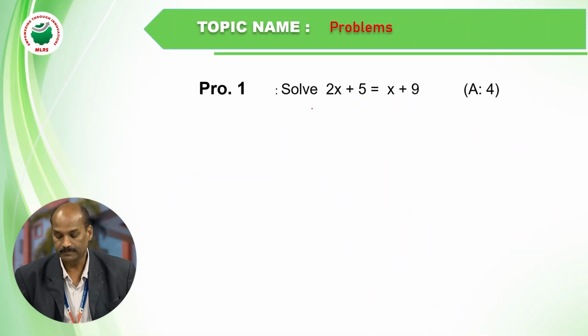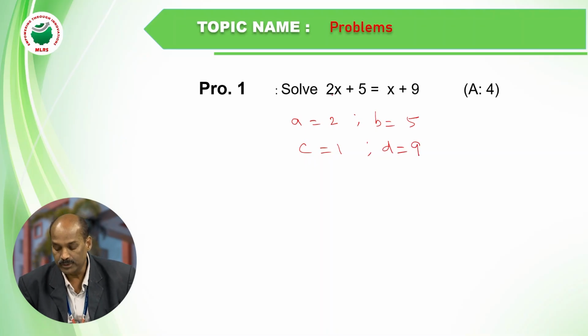Problem 1. Solve 2x plus 5 equals x plus 9. In this, what is the a value? a is 2. What is the b value? b is 5. What is the c value? c is 1. And what is the d value? d is 9. Here a equals 2, b equals 5, c equals 1 and d equals 9.